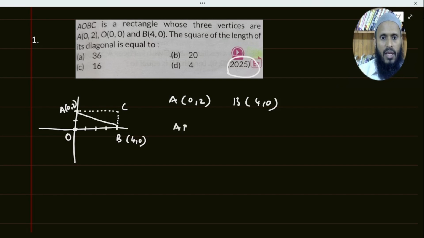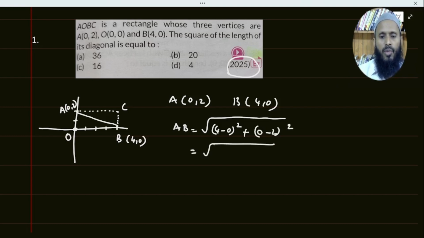Now length AB will be, as per the formula, the square root of (4 minus 0) whole square plus (0 minus 2) whole square, which is the square root of 4 minus 0 is 4 and its square is 16, plus 0 minus 2 is minus 2 and its square is 4. So this is the square root of 16 plus 4, which is 20. They are asking the square of the length of the diagonal. The length of the diagonal is root 20, so its square will be 20. The correct option will be option B. Now we'll move to the next question.